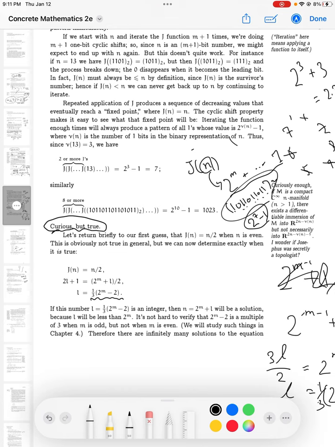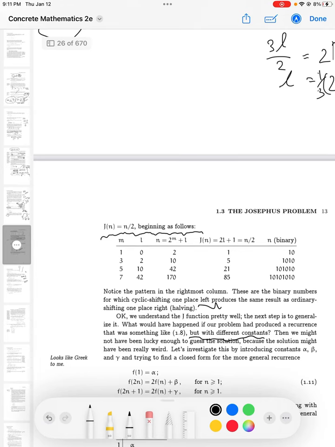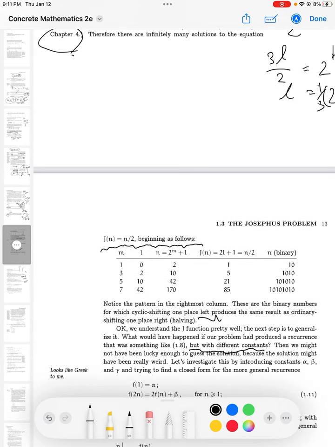And it's not hard to verify that 2 to the power of m minus 2 is a multiple of 3 when m is odd. We'll get to that. We'll study such things in chapter 4. And therefore, there are infinitely many solutions to the equation J(n) equals n over 2, beginning as follows.